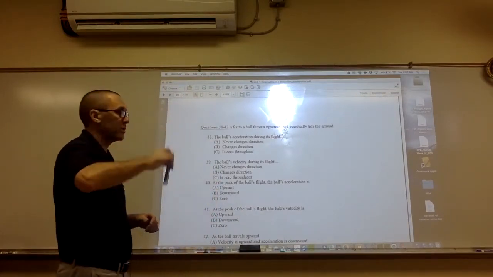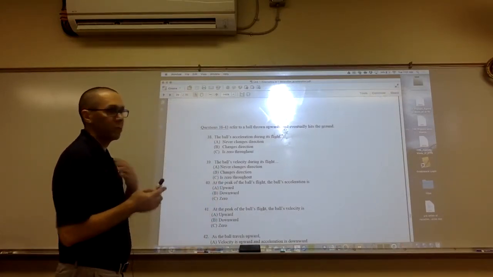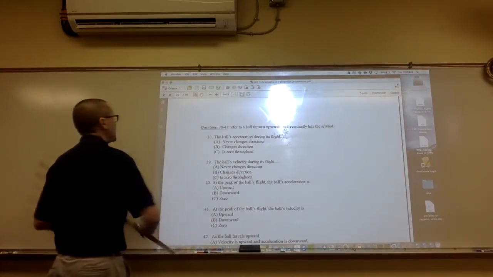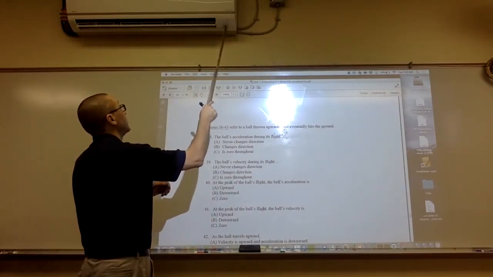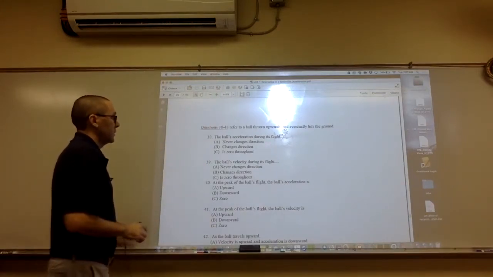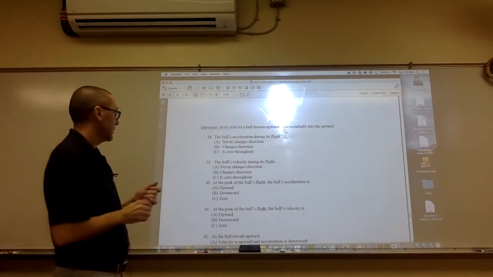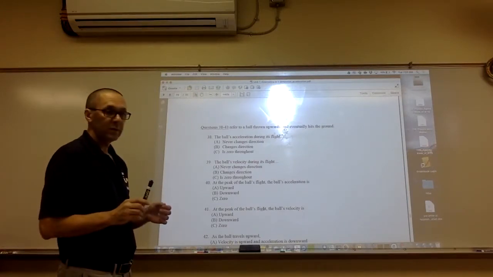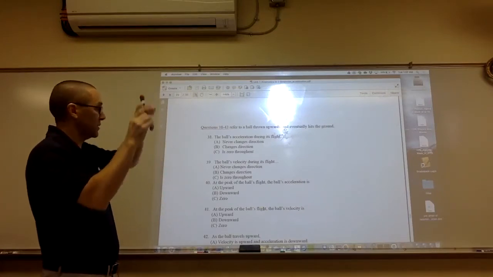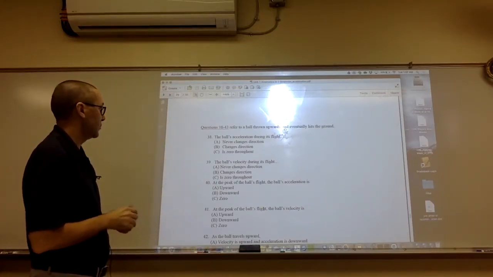Because gravity is always pulling you down. So you're basically slowing down on the way up and speeding up on the way down. So the acceleration is always down. Okay. The ball's velocity during its flight, it does change direction. In the beginning, on the way up, the velocity is upward, becomes 0 at the top, and becomes negative on the way down.